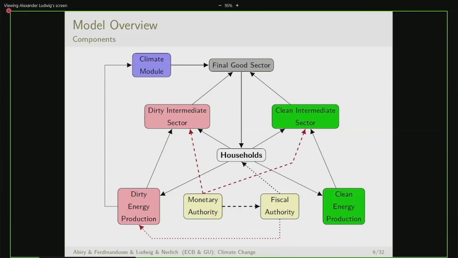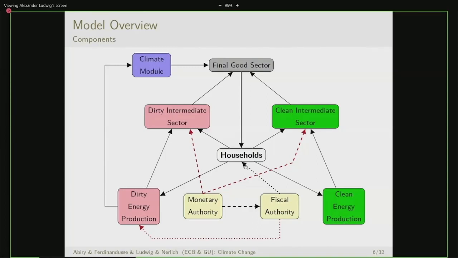Good, the model is complex. So what I'm going to give you here is a graphical visualization of the model elements. The final goods in the economy are going to be produced by a dirty and a clean intermediate goods sector. The dirty and the clean sector themselves use dirty and clean energy production.